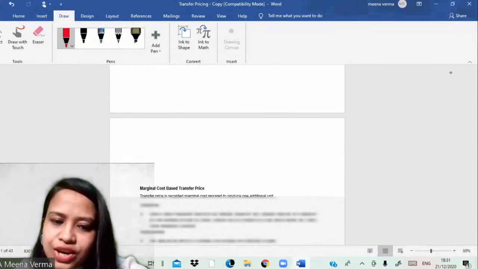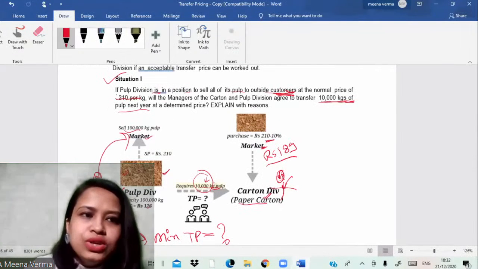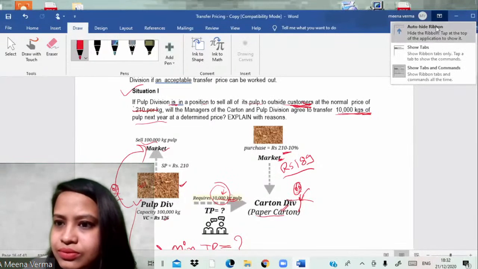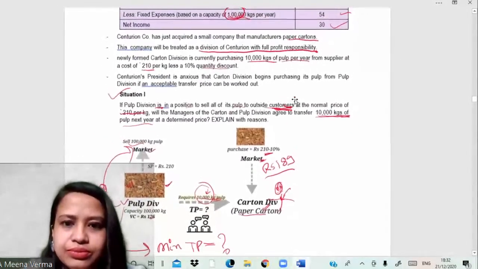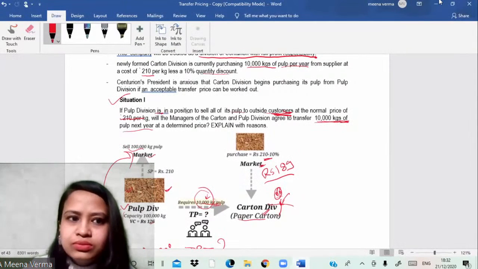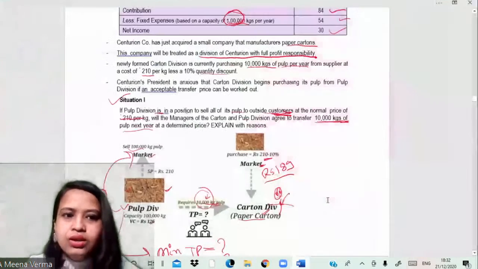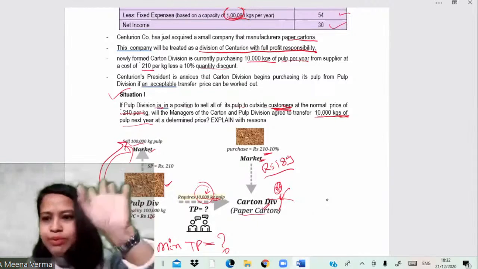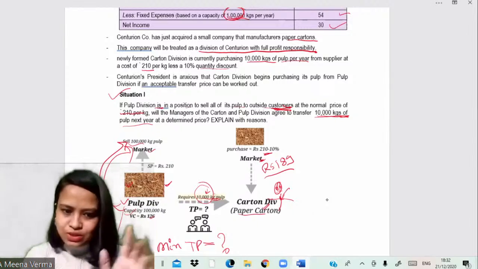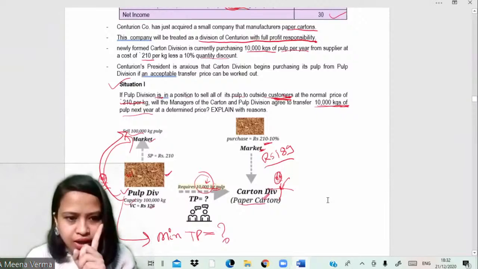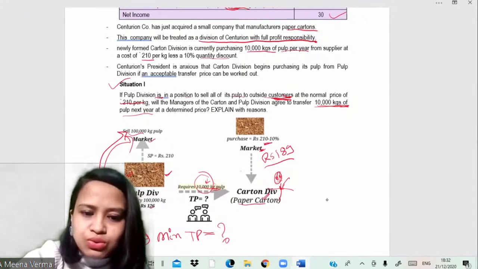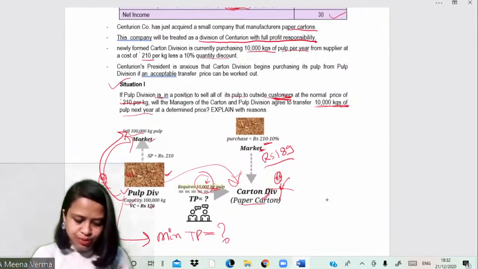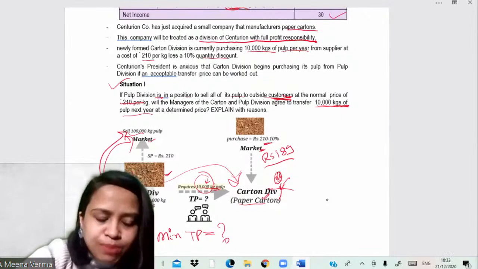So first you have to check whether the organization has spare capacity or not. You can see here that the organization has a capacity of 1 lakh and can sell the entire 1 lakh units to the market. It means that they don't have spare capacity. So what will be the minimum transfer pricing? Marginal cost plus opportunity cost, any contribution which you are losing because you are transferring the goods at this price. Give me the minimum price. I'm waiting for you to reply. Quickly tell me. What will be the minimum price that the manager of the pulp division will charge?